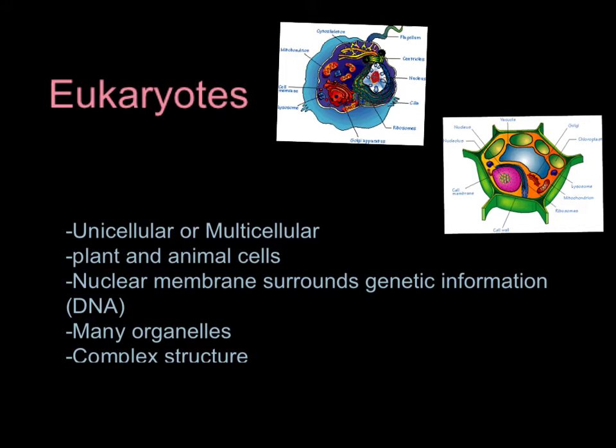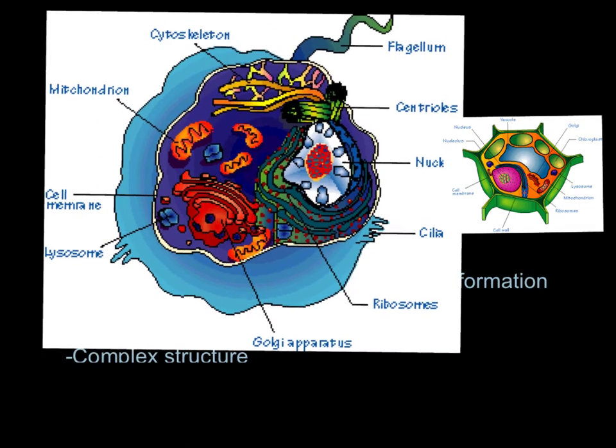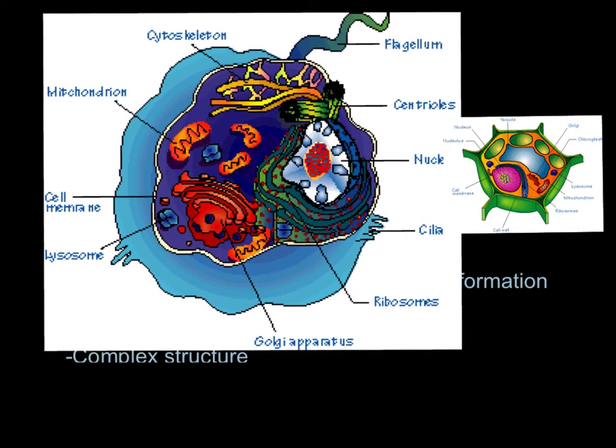So again, they can either be multicellular or unicellular. They are all of the plant and animal cells that we will talk about. They have a nucleus. In other words, they have a nuclear membrane that surrounds the DNA. So if I can make this a little bit bigger, you can see here that this is what I'm talking about when I say a nucleus. And inside the nucleus is where we see our DNA, or our genetic information. This here would be an animal cell.